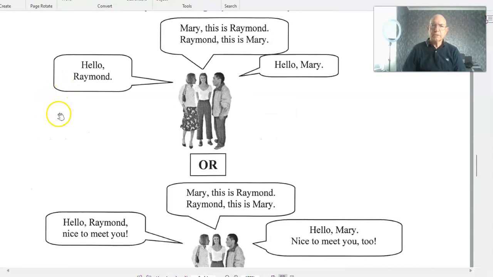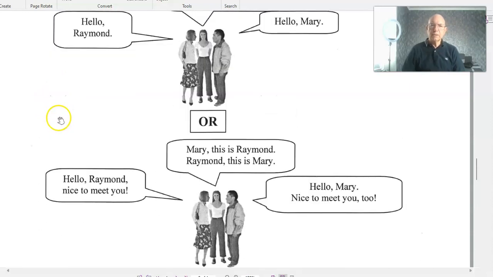Well, I said just adding to it actually. So in this dialogue is Mary, this is Raymond. Raymond, this is Mary. And then it would be appropriate for the two people being introduced to respond. So Mary in this case then says, hello, Raymond, nice to meet you. And then Raymond responds, hello, Mary, nice to meet you too.